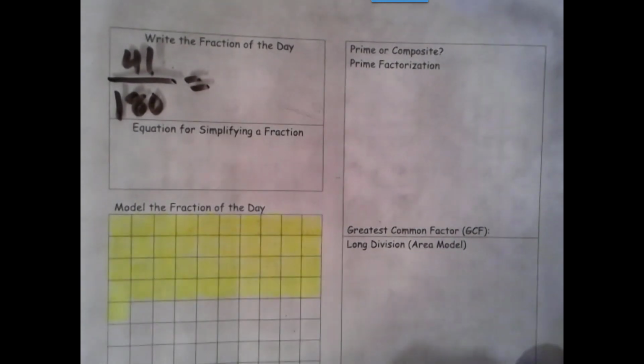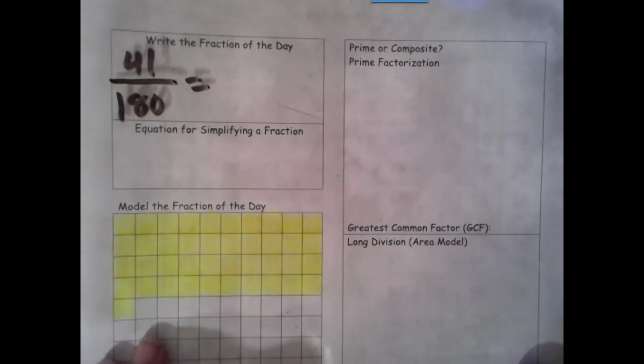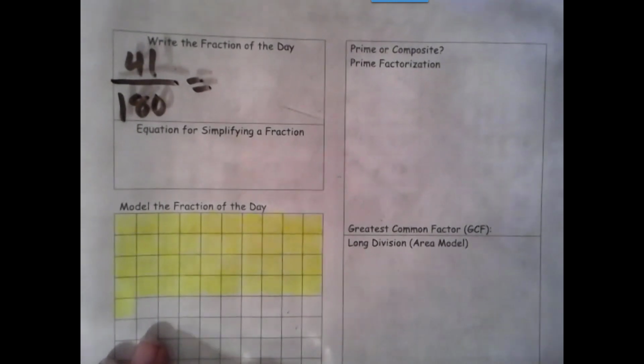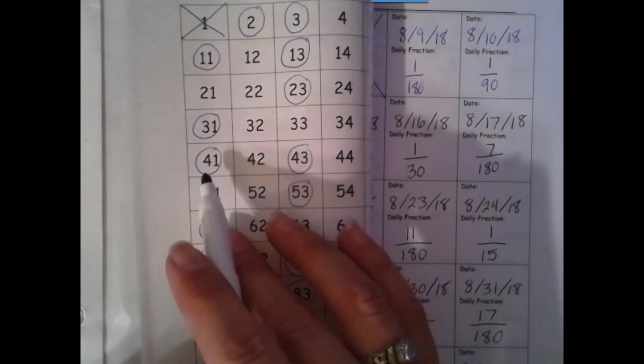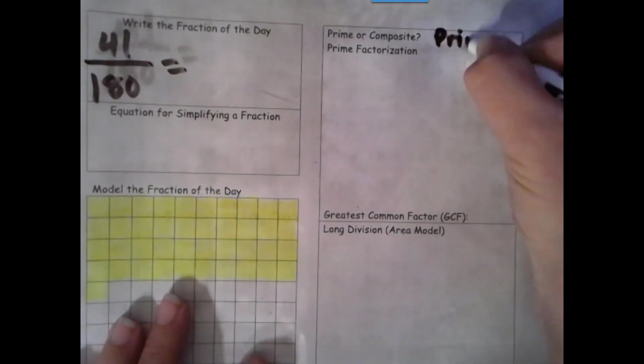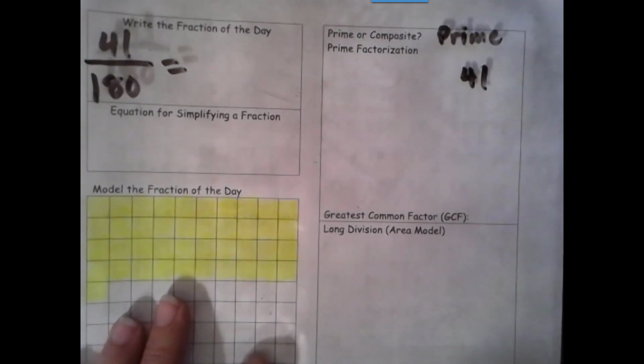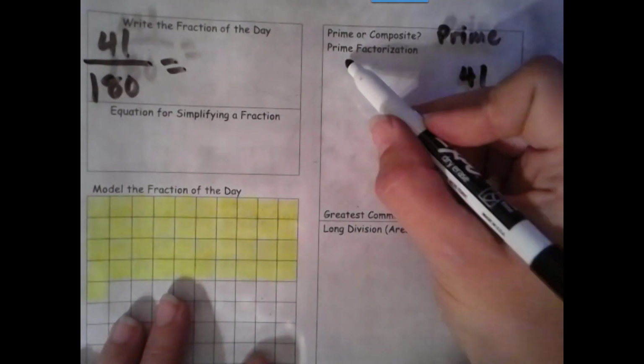So 41. First we have to figure out if that is prime or composite. Well, it's not even, so that's not going to help me. Can I think of anything that I can divide 41 by? I can't. So I think it may be prime. Let's check for sure. Yes, 41 is prime. That means our prime factorization for our numerator is done. 41 is the only prime number I can divide by.